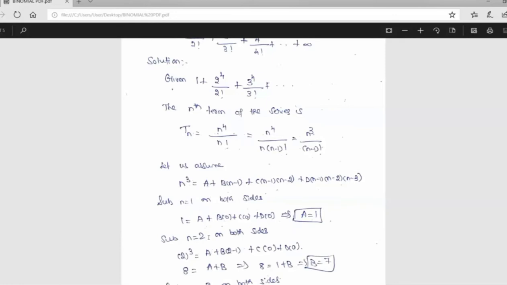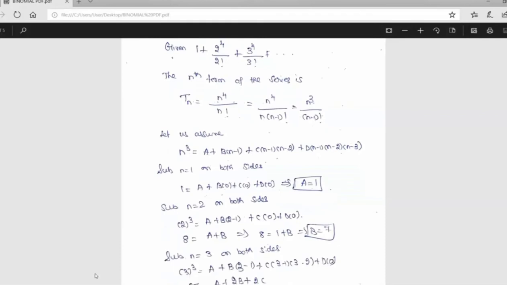So n equal to 2 on both sides means 2 cube equal to a, where we are getting n minus 2, that term will become 0. So c into this one will become 0 plus d into this one will become 0, since they all have n minus 2. And a plus b into 2 minus 1 means you will be getting a plus b equal to 8. Already you know the value for a is 1. So 8 equal to 1 plus b means your b value equal to 7.